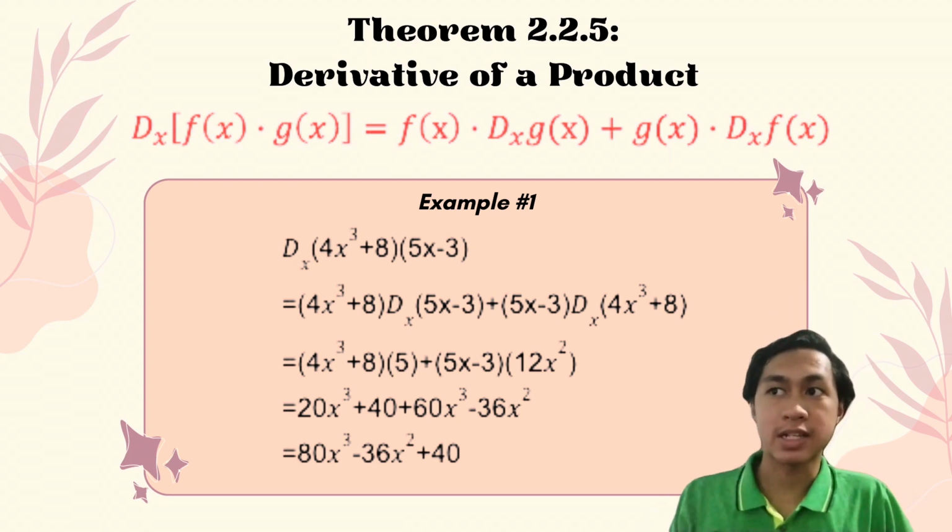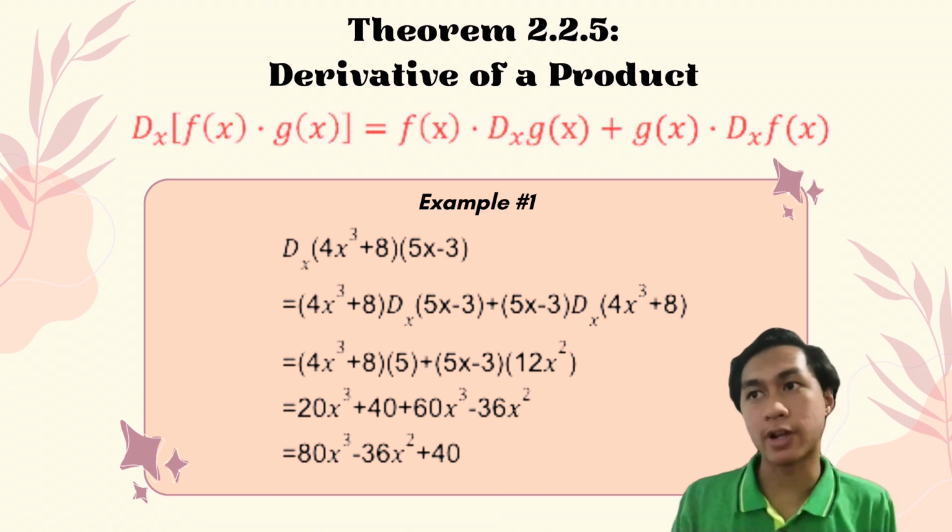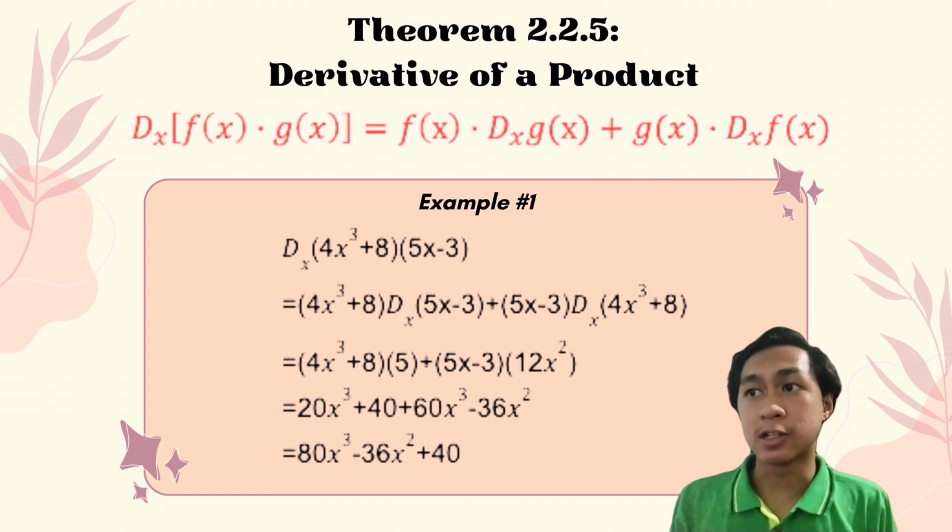Derivative of 4x cubed plus 8 times 5x minus 3. So the first step will be the substitution of the given on the following formula. So it will turn to 4x cubed plus 8 times the derivative of 5x minus 3 plus 5x minus 3 times the derivative of 4x cubed plus 8.